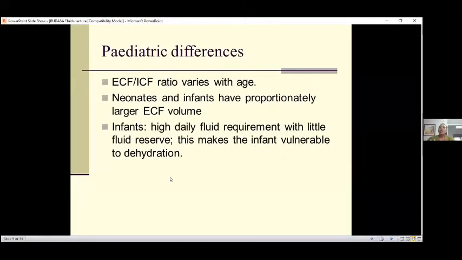Then I would like to talk about the pediatric differences, because fluid management in adults is not the same as in pediatrics. For starters, the extracellular and the intracellular fluid compartment ratio vary with age. Not all babies have the same ratio. Neonates and infants have a proportionately larger extracellular fluid volume. And then infants have a high daily fluid requirement with little fluid reserve. This makes them vulnerable to dehydration.